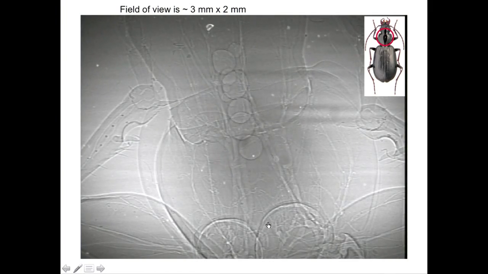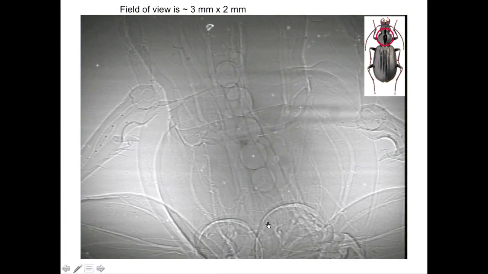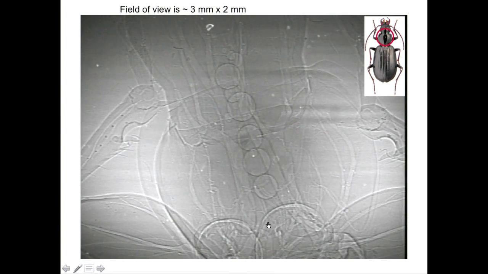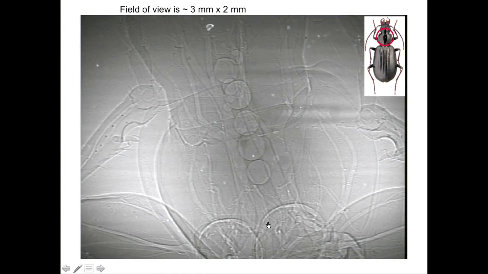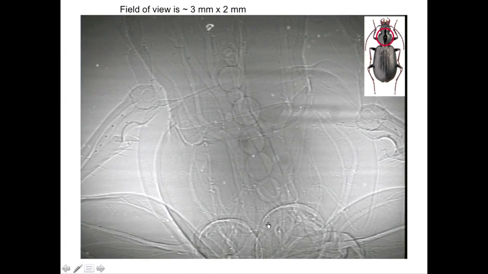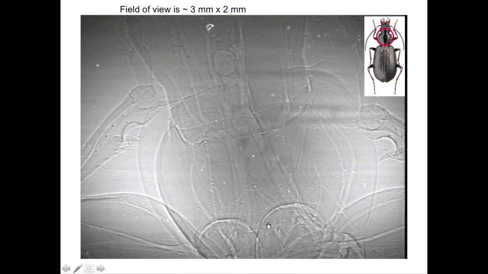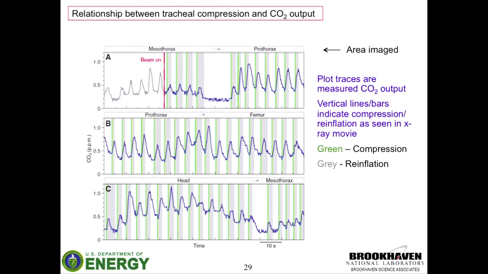Okay, so you can see very, very clearly there's a global compression of these tracheal tubes. And this was a big, big surprise to everyone, okay? So now that we know that this thing is compressing, how do we know it has anything to do with respiration? Okay, so here's the next slide, and it's a little bit complicated, so I'm going to go slow on this.